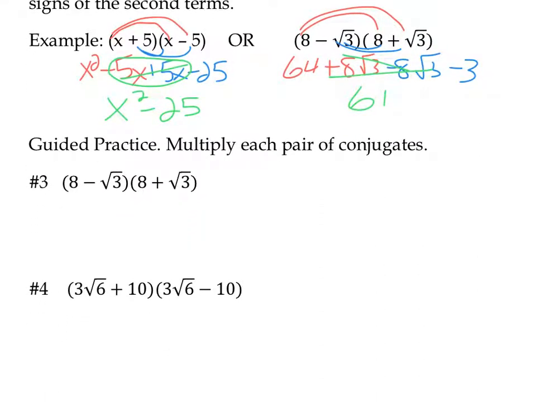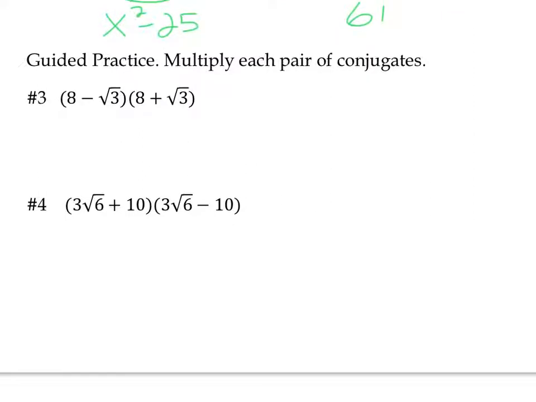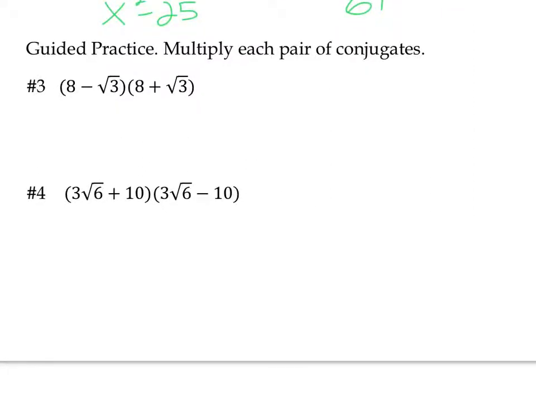Okay? So we just did that, 8 minus the square root of 3 times 8 plus the square root of 3. In the second example, you can try that other one again if you want. Make sure you're understanding here before we do the next example. But when we do this, all we're going to have to do is multiply the 3 root 6 times 3 root 6. That's 9 times 6. 3 times 3 is 9. Square root of 6 times square root of 6 is 6. So 9 times 6, that's 54. And then we do 10 times 10 is 100, and it's minus 100. So 54 minus 100, that would be negative 46.